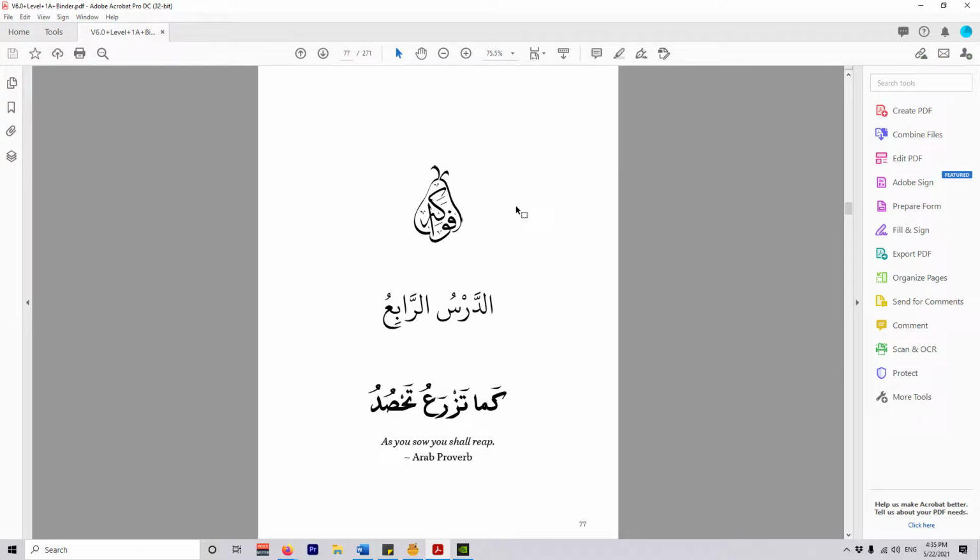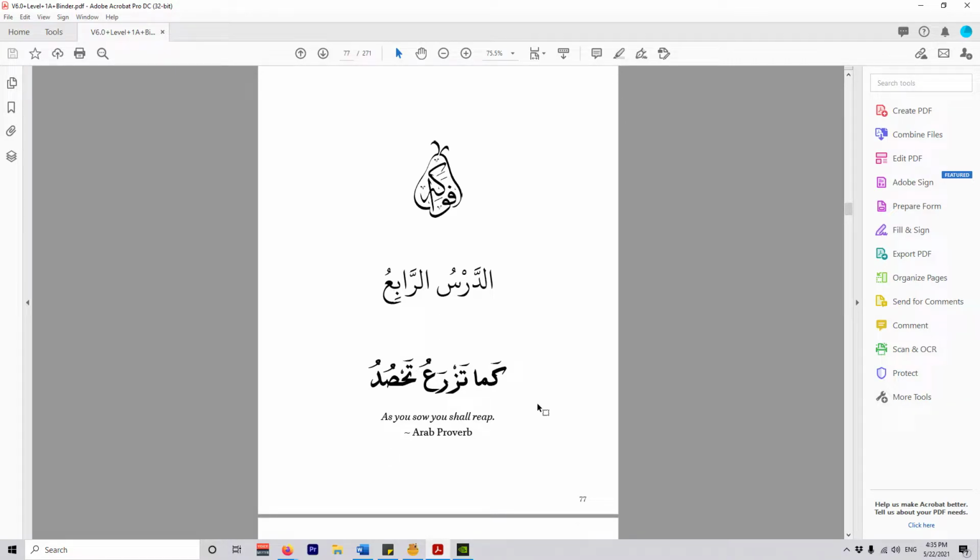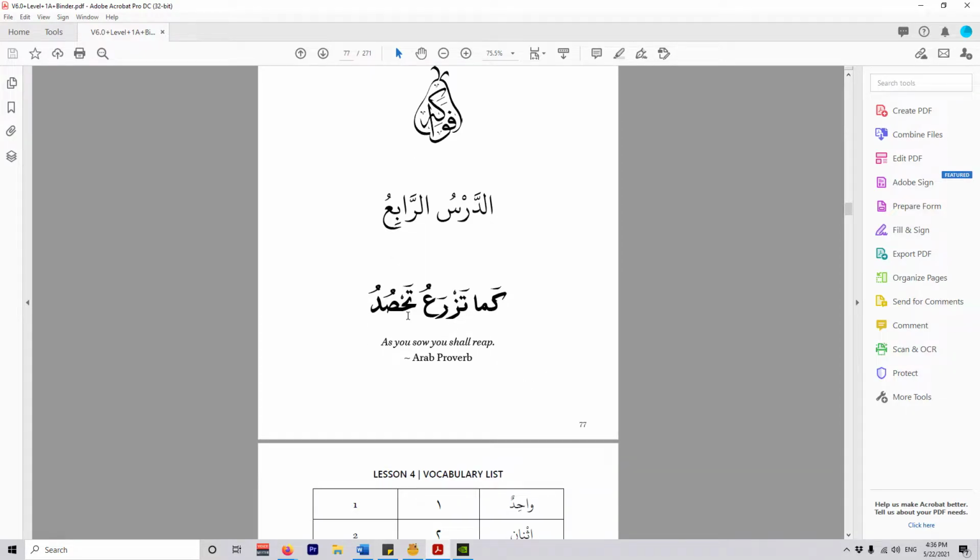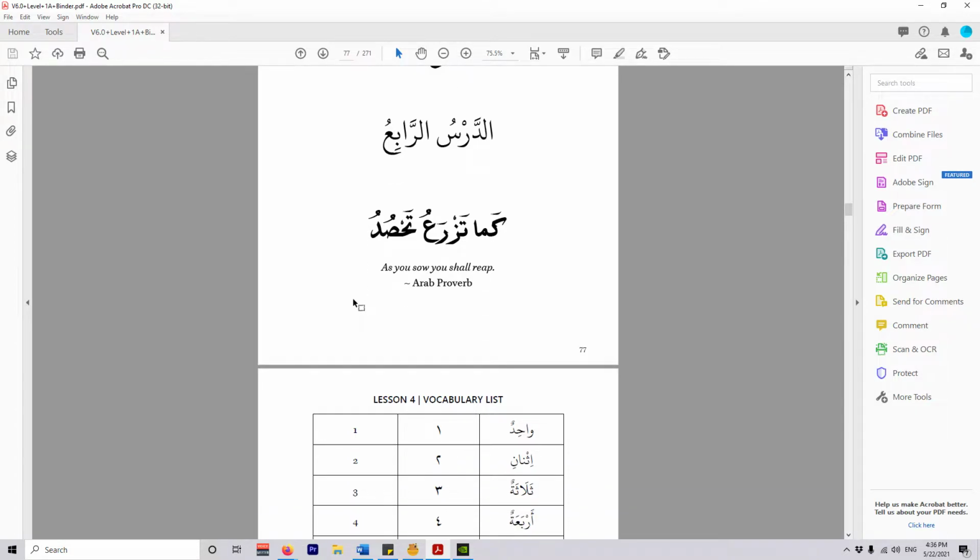My name is Hamza Dudgeon, and we're on lesson 4, Ad-Darsu Ar-Rabi'u. And we have a proverb here, Kama tazra'u tahsudu, as you sow, you shall reap. So, zara'a means to sow or grow crops, and hasada means to harvest or to reap.